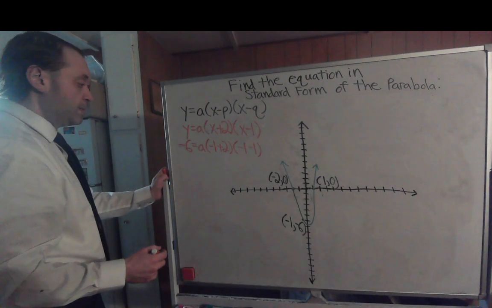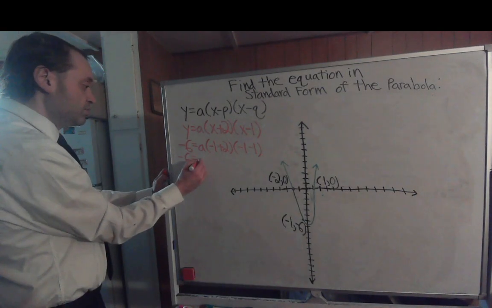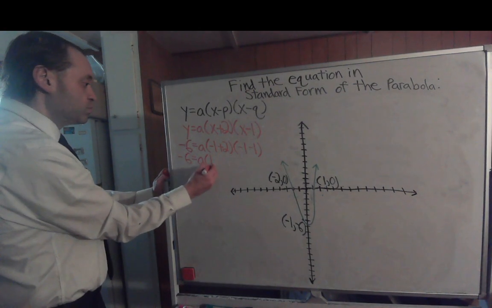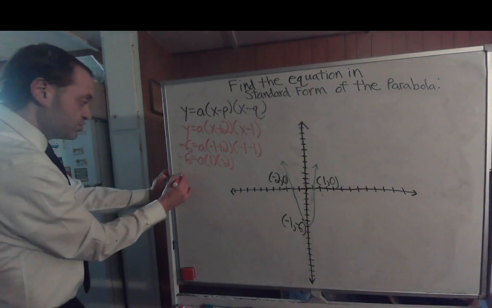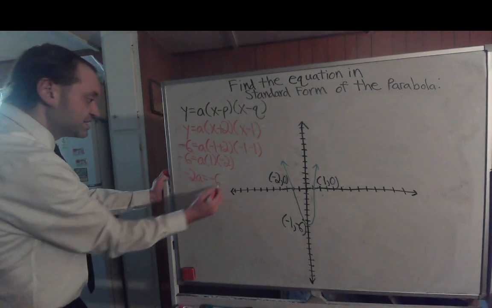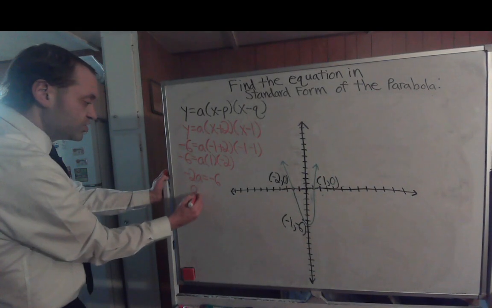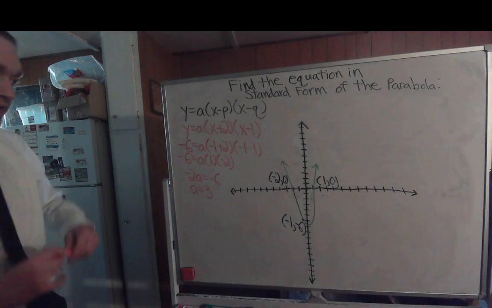Alright, so -6 is going to equal a times 1 times -2, which would mean that -2a is equal to -6, giving you a coefficient for a of 3. So a would equal 3.